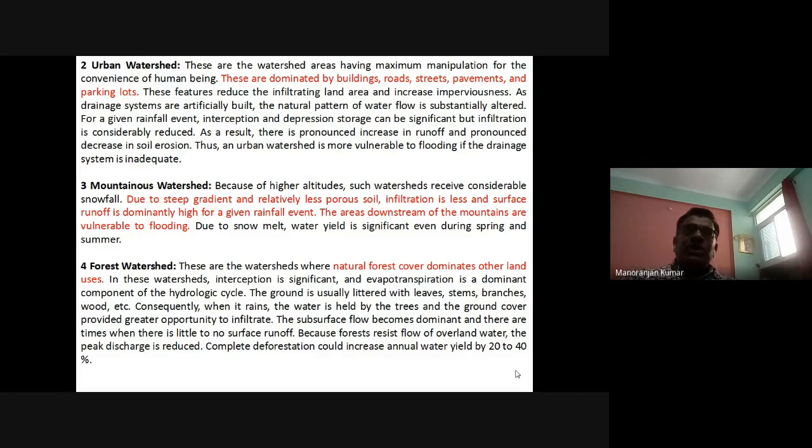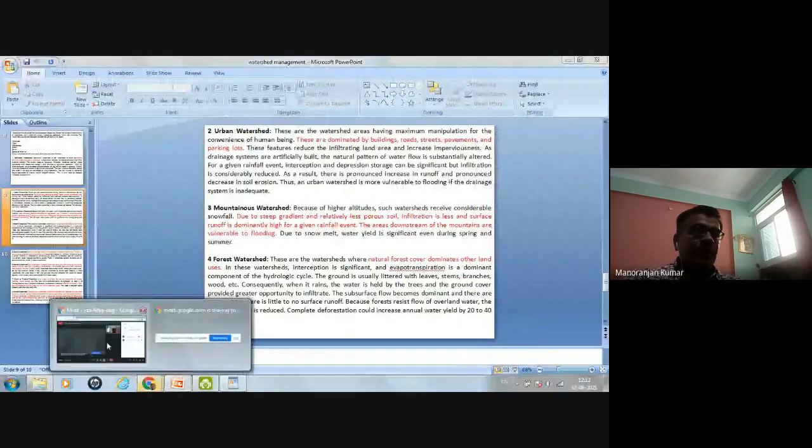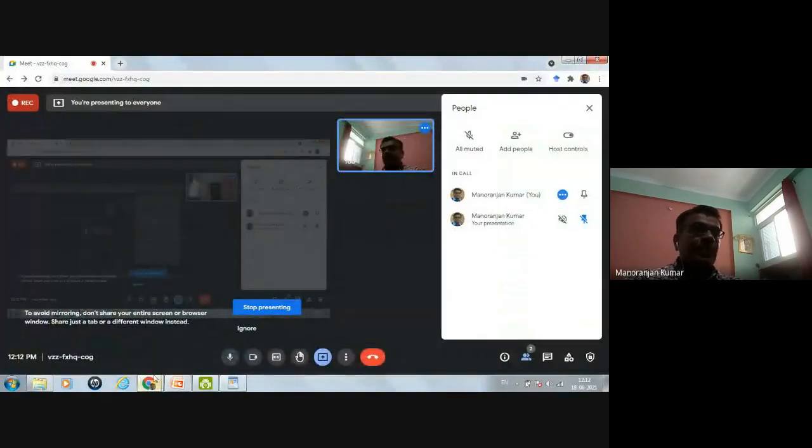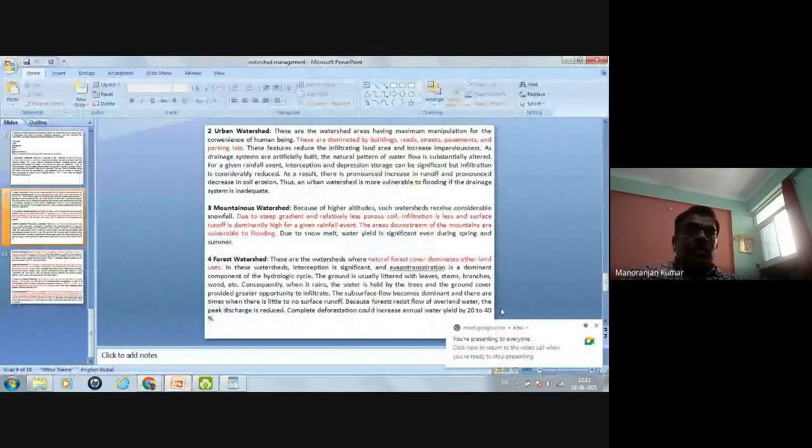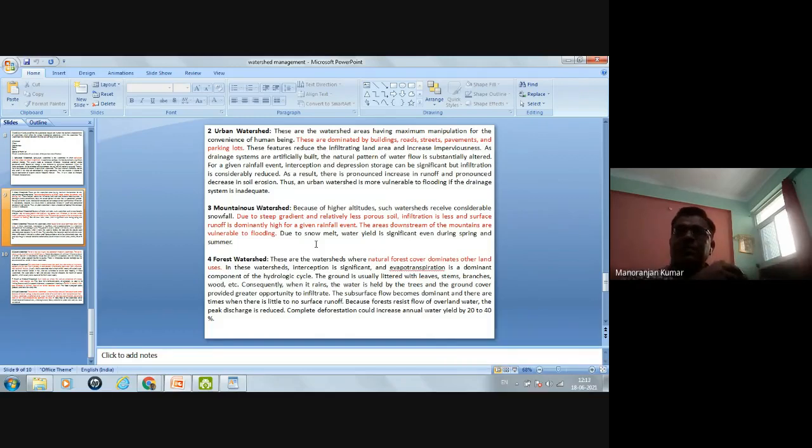Because of the higher altitude, such watersheds receive considerable snowfall. Because if the altitude is high, then at high altitude the snowfall will be more. Due to a steep gradient and relatively less porous soil, the infiltration is less and surface runoff will be dominant.